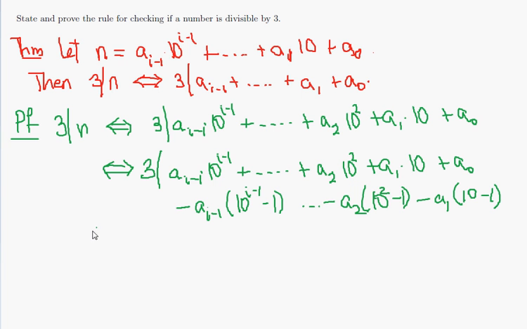Okay, so then finally we do the cancellations. a sub i minus 1 times 10 to the i minus 1 minus a sub i minus 1 times 10 to the i minus 1, those cancel. And what's left is going to be minus a sub i minus 1 times negative 1, which is a sub i minus 1.